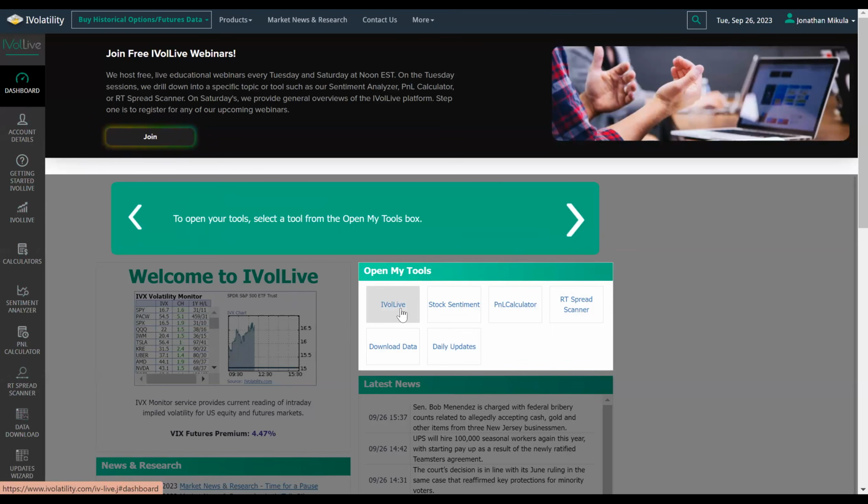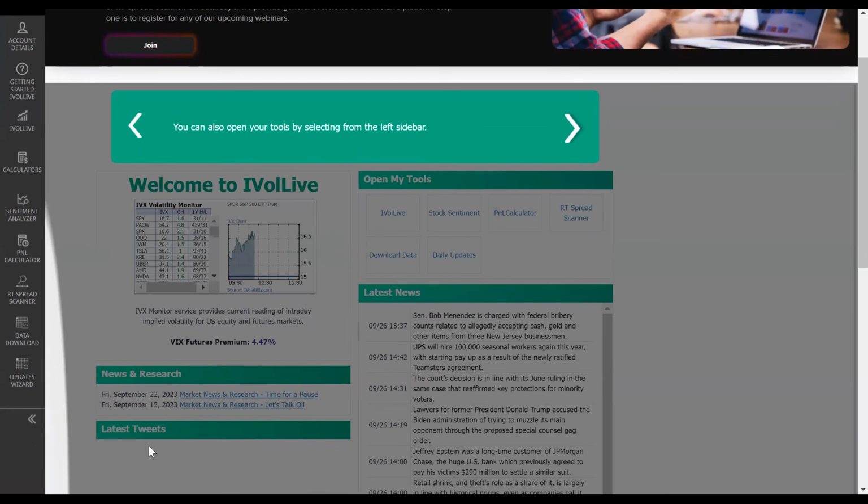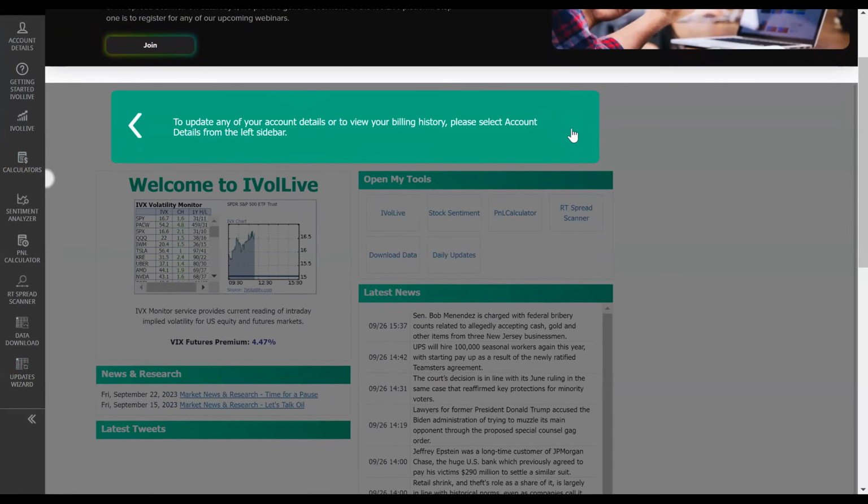The most popular tools are IVolLive, stock sentiment analyzer, which we just did last week, P&L calculator, real-time spread scanner, data download, if you need to get historical data, daily updates. And then we just added this calculator tab here by popular demand. So now the options calculator and the probability calculator live within this link as well. And you can still bring them up the traditional ways within the options chain, which I'll briefly show today. So again, these are the popular tools. You can expand or contract this view anytime you see those chevrons, depending on what you prefer.